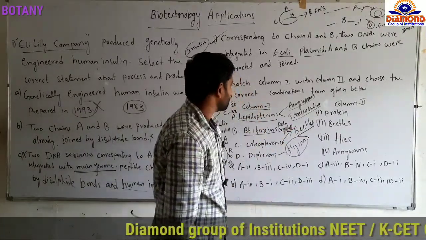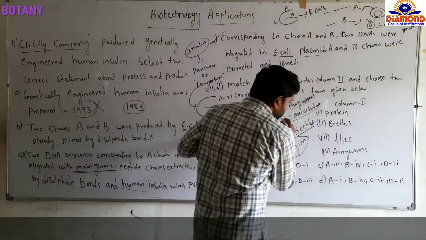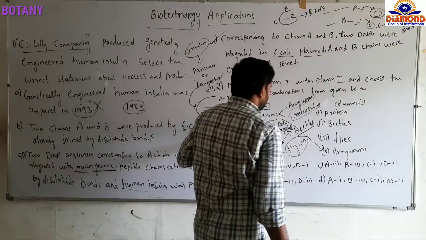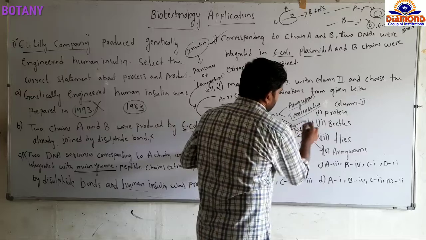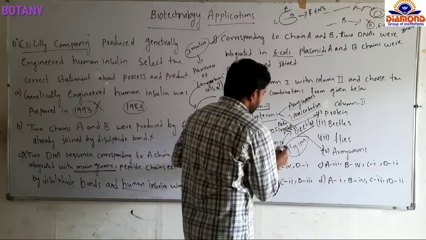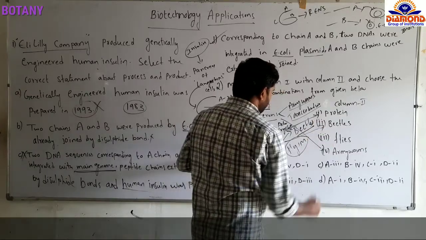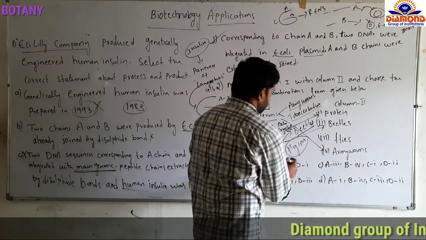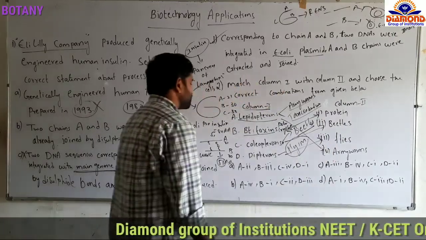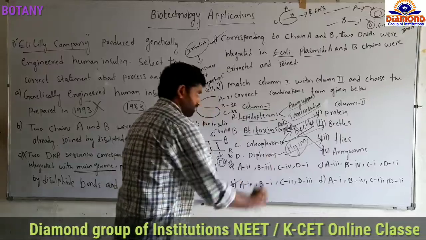So by matching these, lepidopterans match with armyworms, BT toxins match with proteins, coleopterans match with beetles, and dipterans match with flies. So the answer will be B.